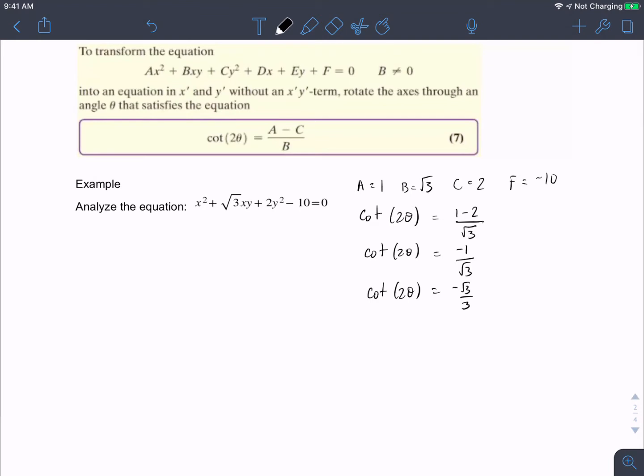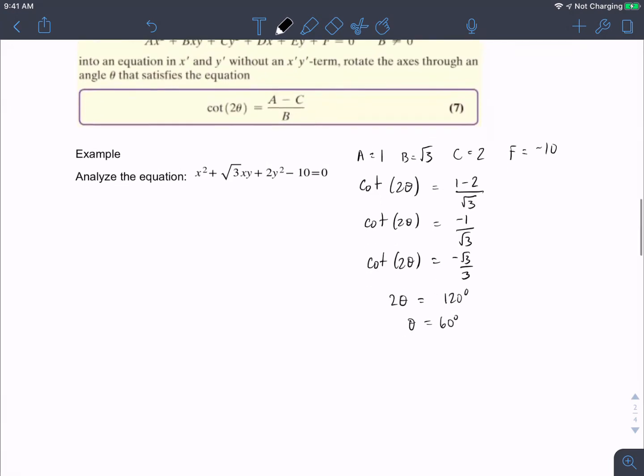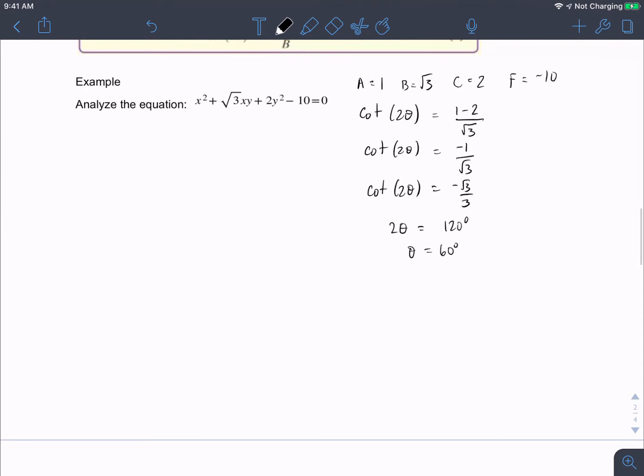And so where do we find this? If we look at the unit circle, we see that 2 theta is going to be equal to 120 degrees. And so that tells us that theta is 60 degrees. And so what this is telling us is that we're going to have a rotation of the axis by 60 degrees. And so we're going to have to do that, but no problem. We'll get to that in just a second.